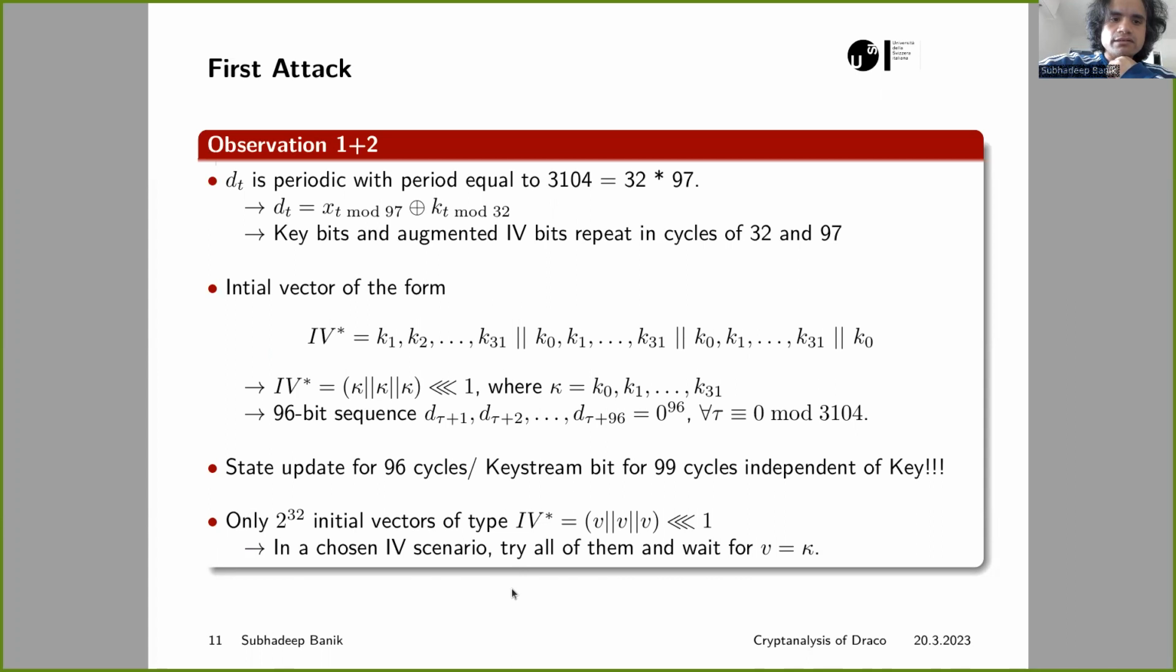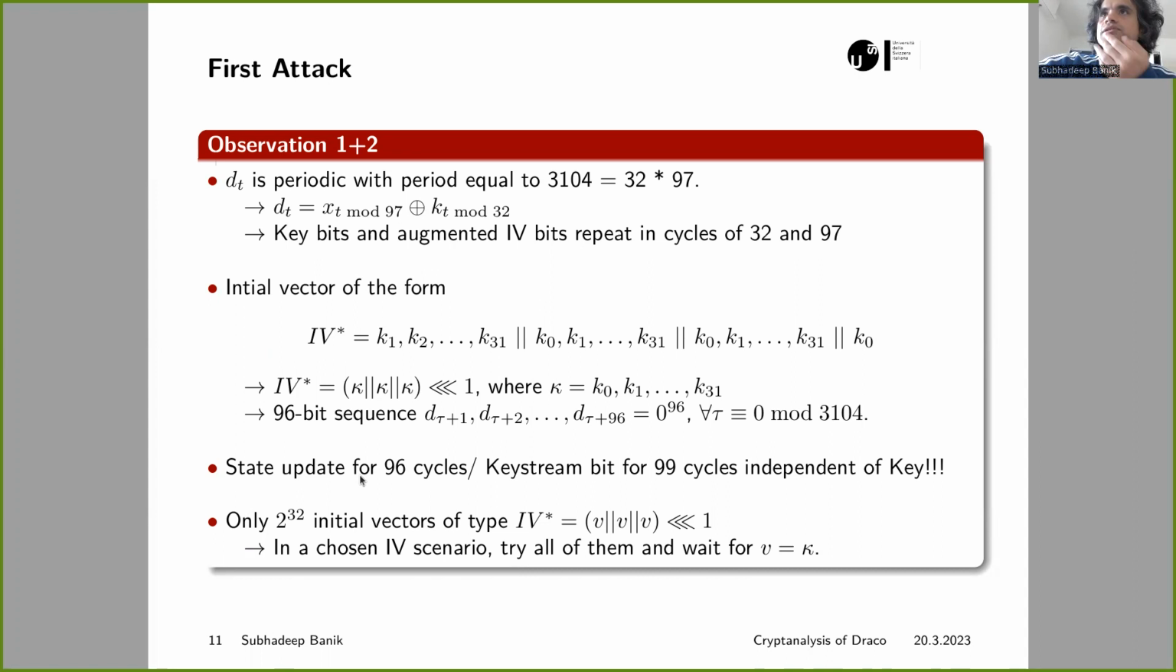And so the sequence d_t will be periodic with this given period. The second observation is as follows. We take all IVs of the form kappa concatenated thrice and the whole thing rotated by 1 bit.